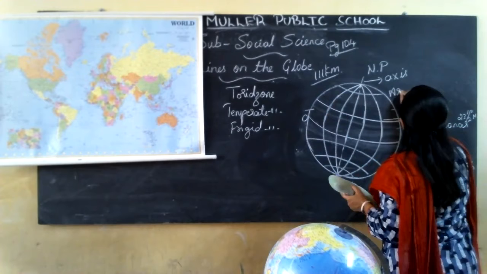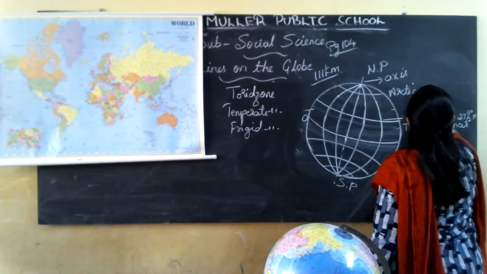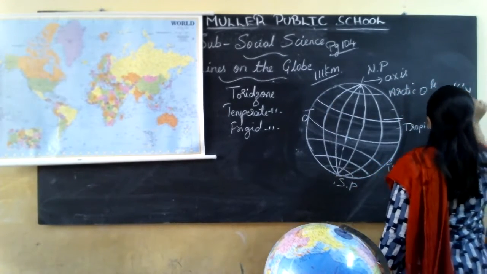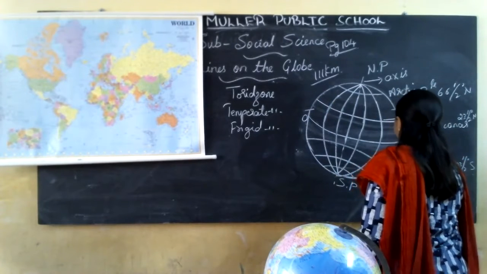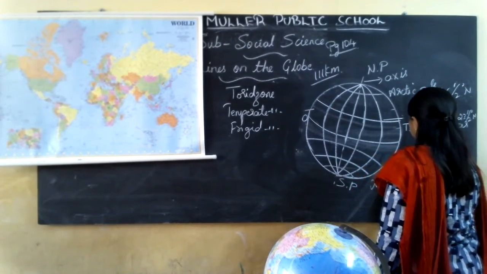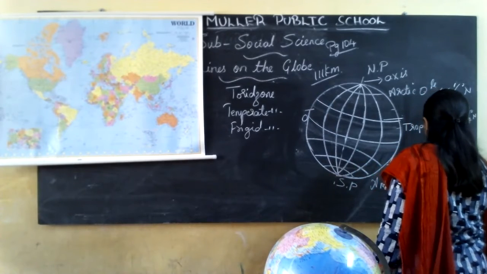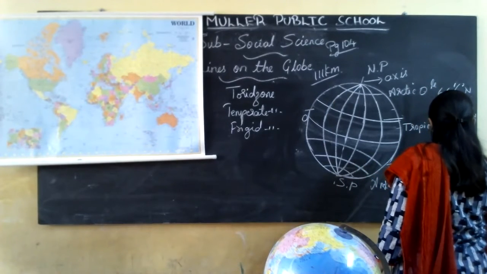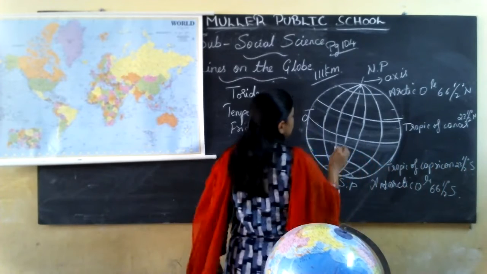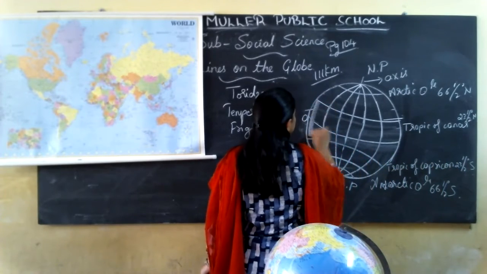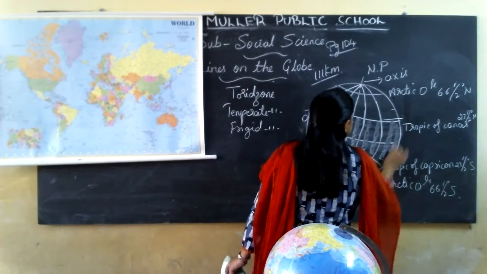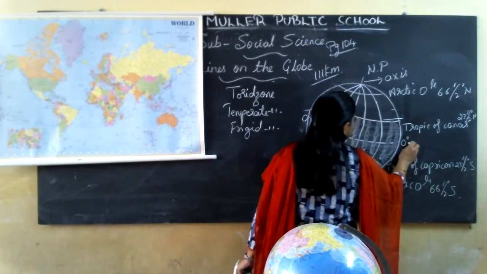This is the Arctic Circle, that is 66.5 degree north, and here is the Antarctic Circle, that is 66.5 degree south. Yes, the torrid zone lies here on either sides of the equator. This is the equator, isn't it?